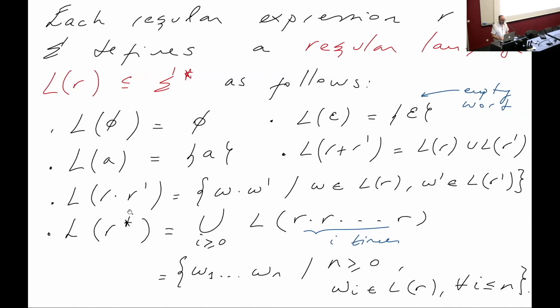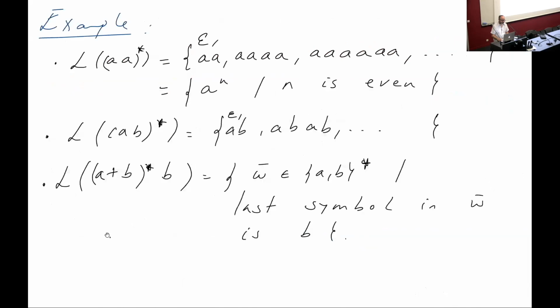The concatenation is those words that are formed by the concatenation of one word in the first regular language followed by a word in the second regular language. Yeah? And R star is nothing else than a concatenation an arbitrary number of times. Something important about R star to remember is that it always contains the empty word, right? So the empty word is always in the language of R star for R a regular expression.